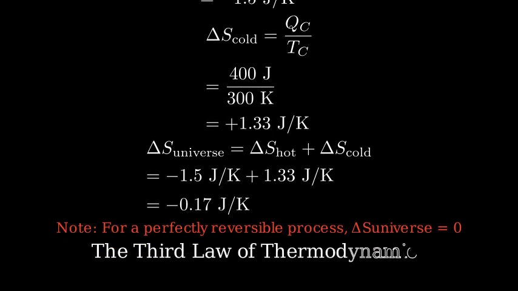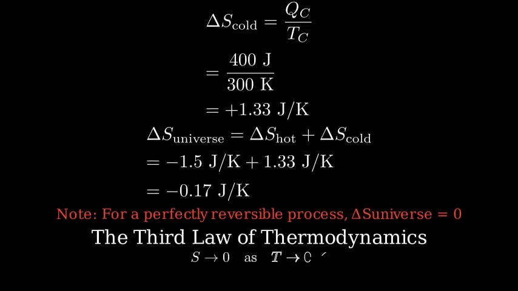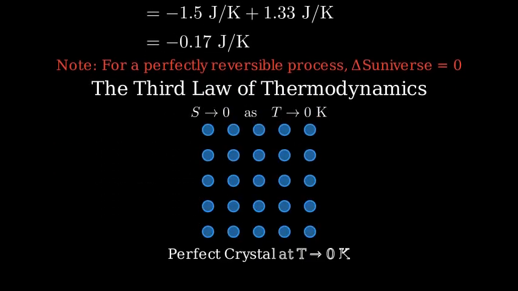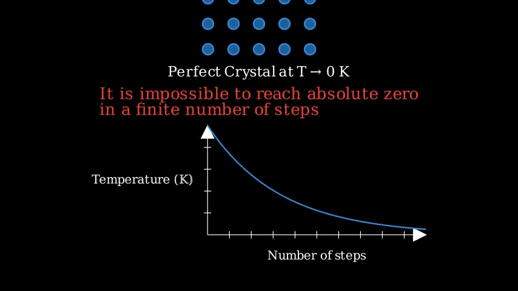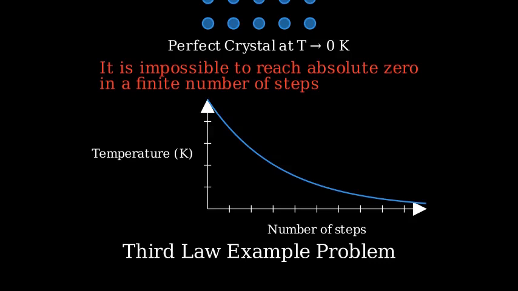Finally, let's look at the third law of thermodynamics. The third law states that as the temperature of a system approaches absolute zero, the entropy of a perfect crystal approaches zero. In mathematical terms, as T approaches 0 Kelvin, S approaches 0. One important implication of the third law is that it is impossible to reach absolute zero temperature in a finite number of steps or processes. Let's solve a problem related to the third law.